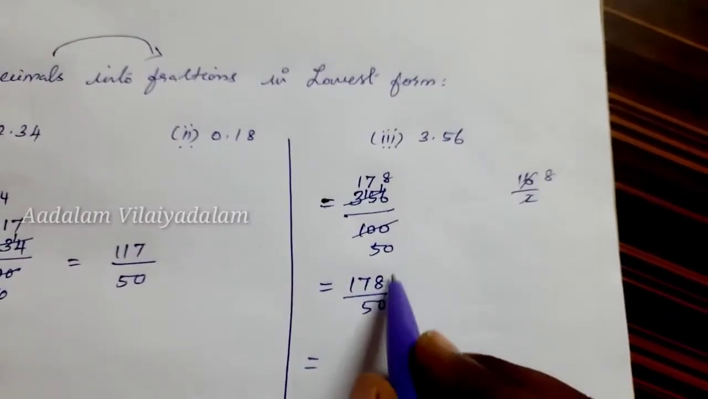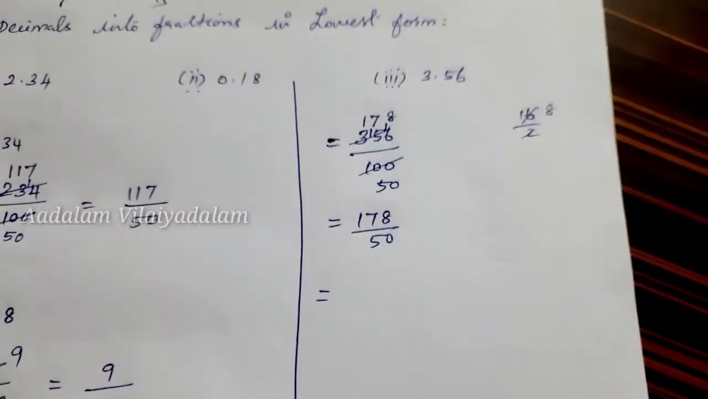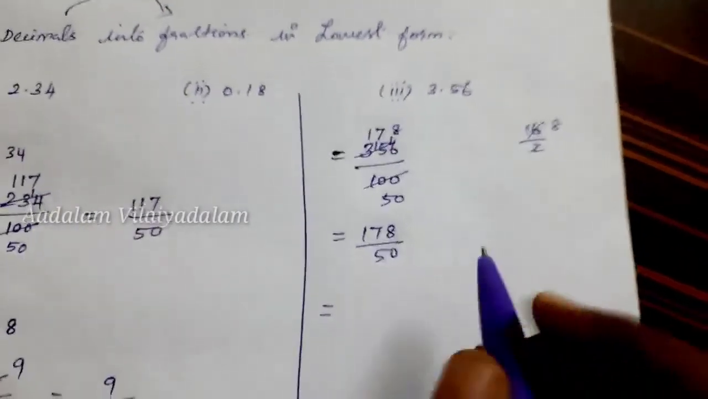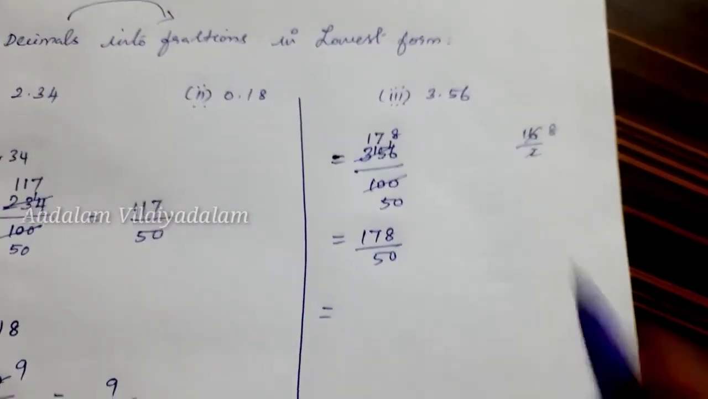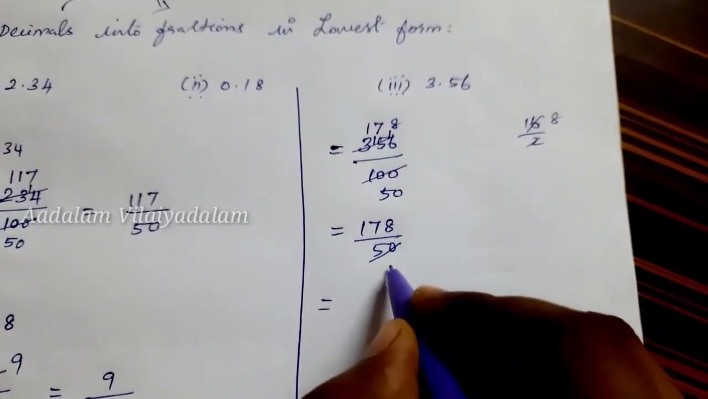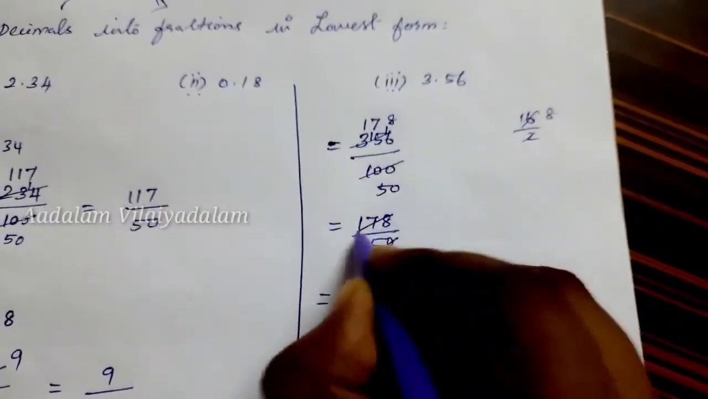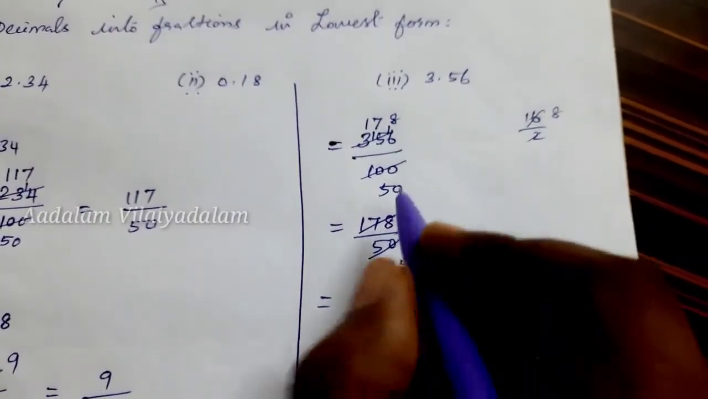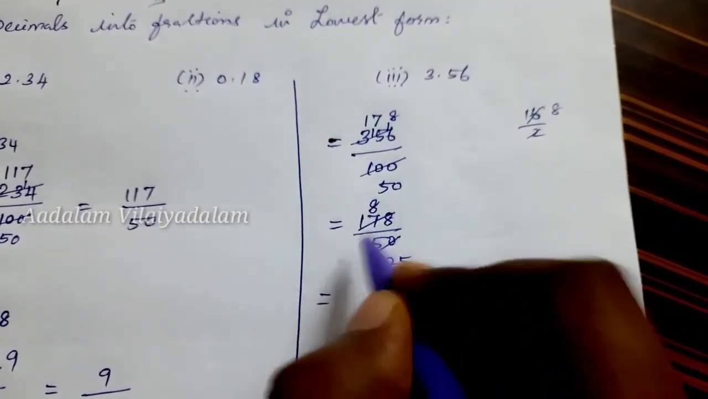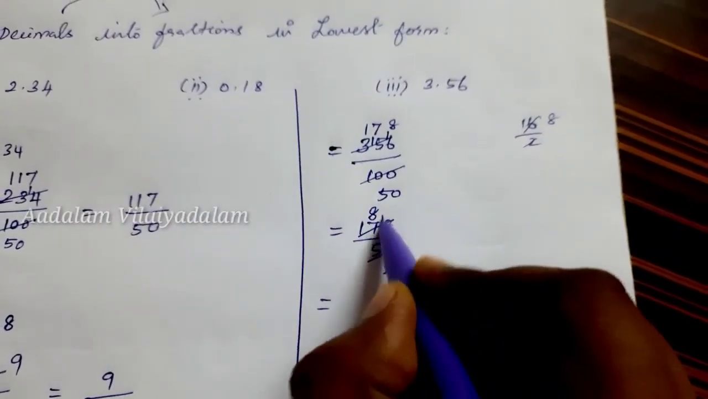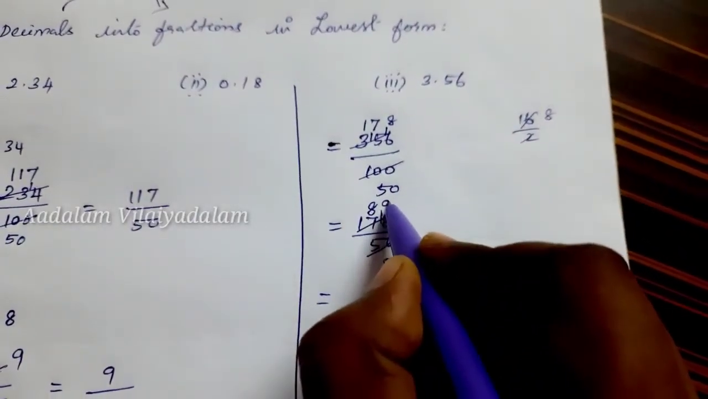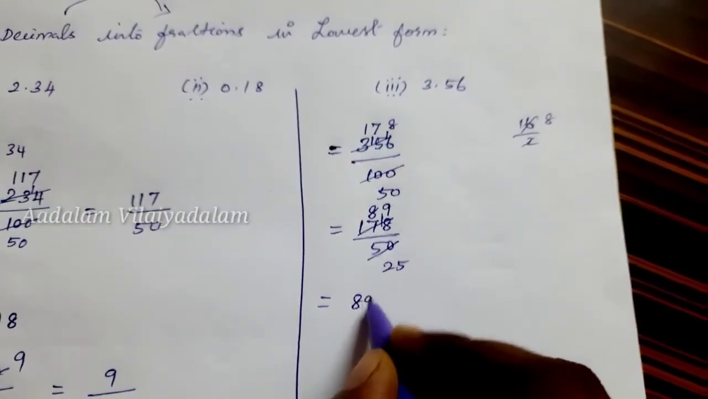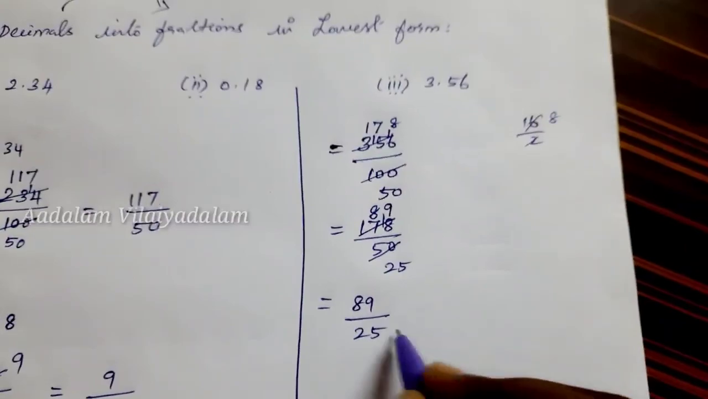Now look at the numbers. Both numbers are even numbers, so we can divide again. If I divide by the 2 table, I get 25. Then for the numerator, I repeat the table up to 17. 8 twos are 16, isn't it? So carry the 1, then it becomes 18. If I repeat the 2 table, I get 9. So the reduced form is 89 by 25.